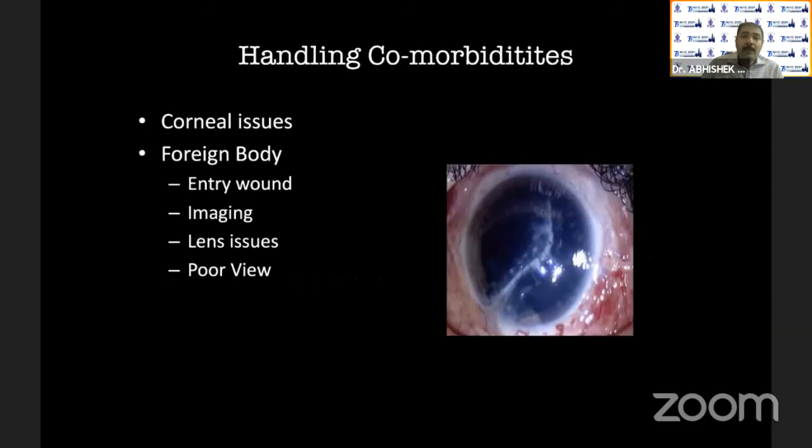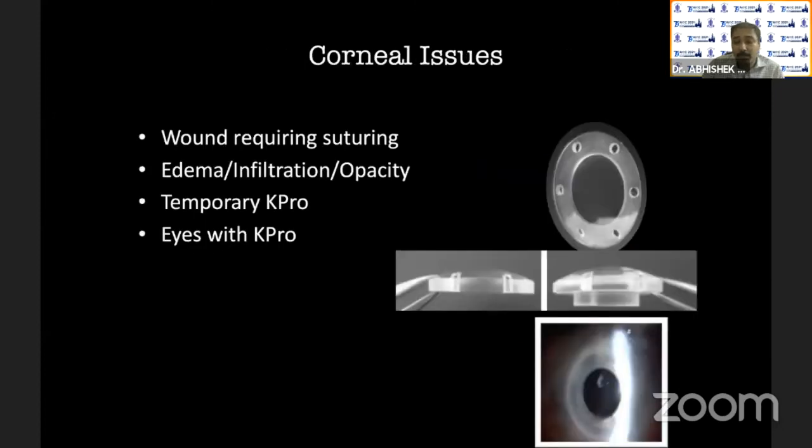Handling comorbidities is the third and rather final thing which will help you save the eye. If you have corneal issues, especially a foreign body, you have an entry wound, you do imaging. If there are lens issues, you have to remove the lens and you have to handle poor view. For corneal issues that are insurmountable, when the scarring is too much for you to see anything, then you may need to use a temporary keratoprosthesis for surgery. You have Landers keratoprosthesis available that can be sutured on and then later, at the end of surgery, replaced with a graft.